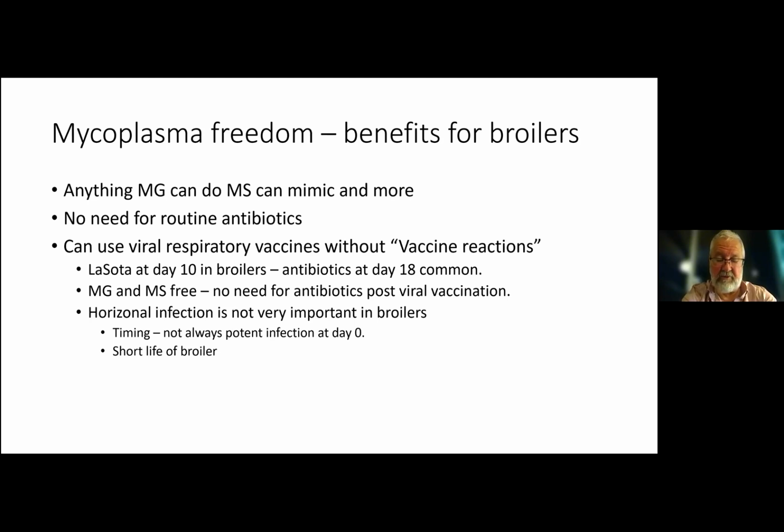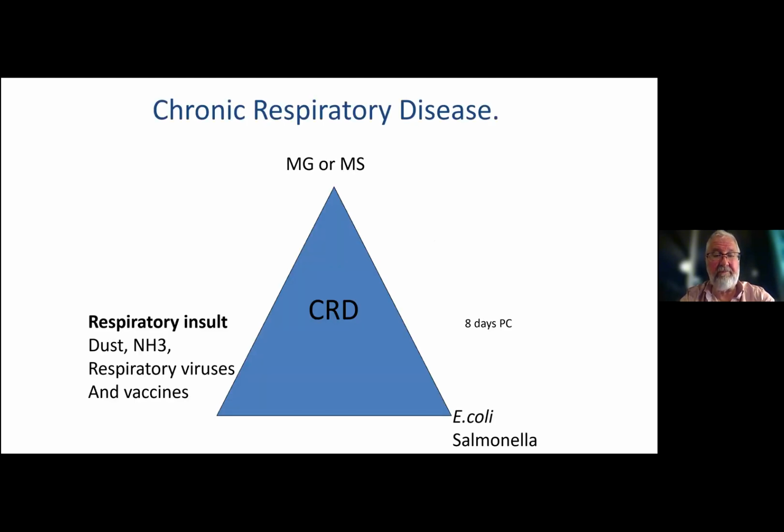The shorter life of the broiler means that horizontal infection isn't that important, and I'll explain that a little bit more. So this is our model of chronic respiratory disease. Usually you need some sort of insult to trigger it off, and that might be dust, pneumonia, respiratory viruses, and even respiratory vaccines, like I was talking about Lesotho a minute ago.